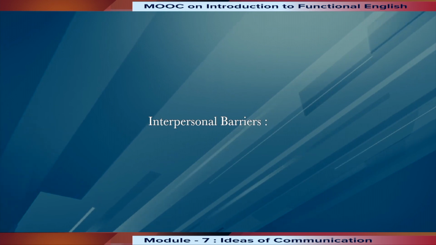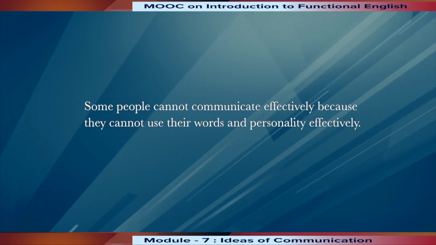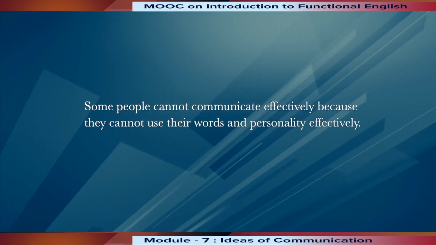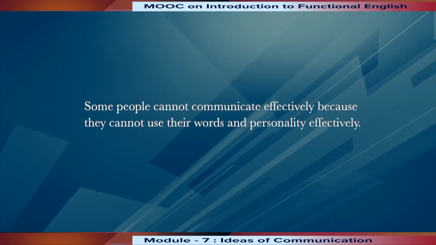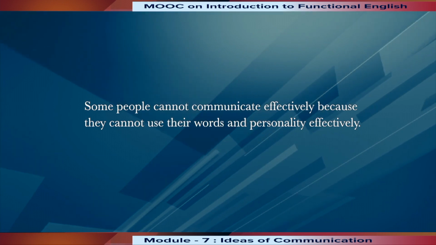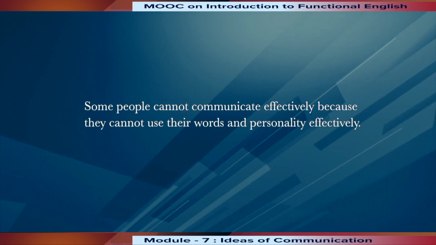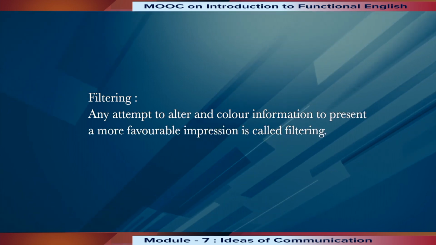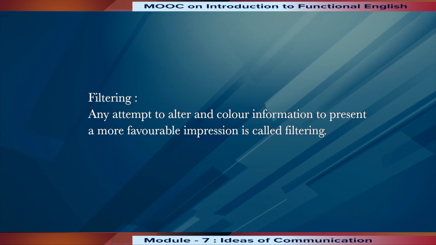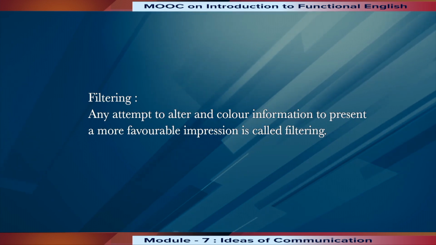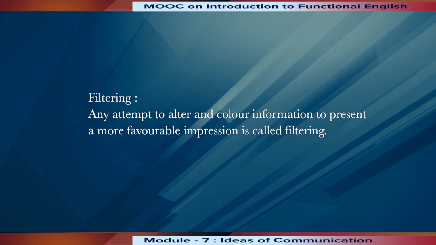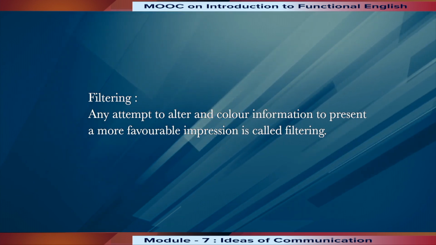Sometimes we can't express effectively. Some people cannot communicate effectively because they cannot use their words and their personality effectively. Then filtering is again one of the interpersonal barriers. Any attempt to alter or color information to present a more favorable impression is called filtering. So it is one kind of barrier.